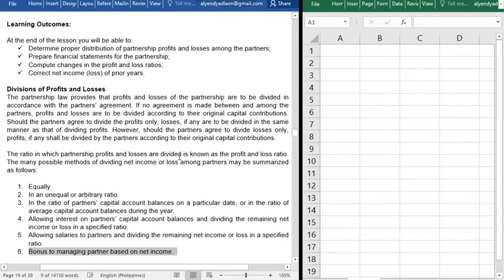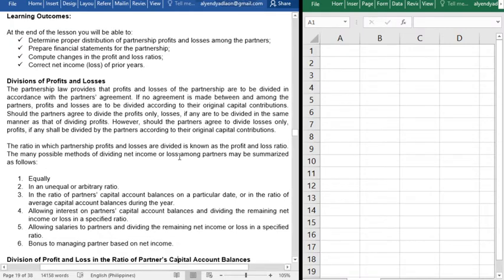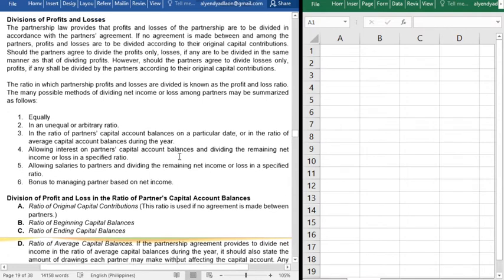And lastly, this is the bonus to the managing partner based on the net income. So the managing partner will be given a bonus in case the partnership is profitable. Alright, now let us start.